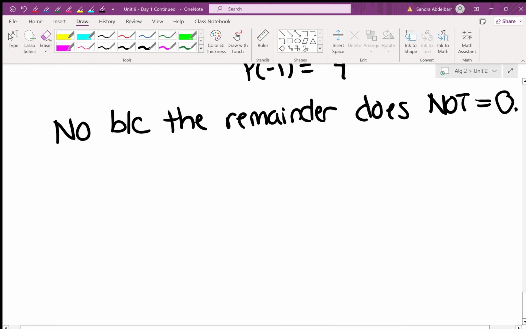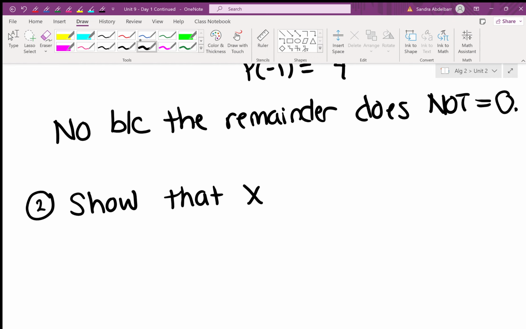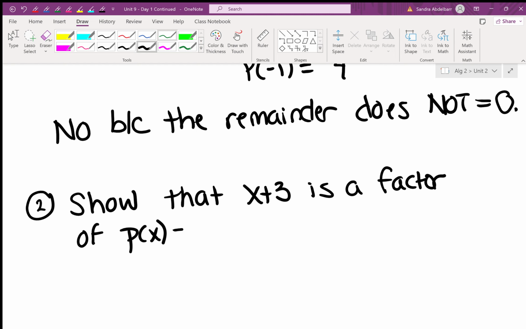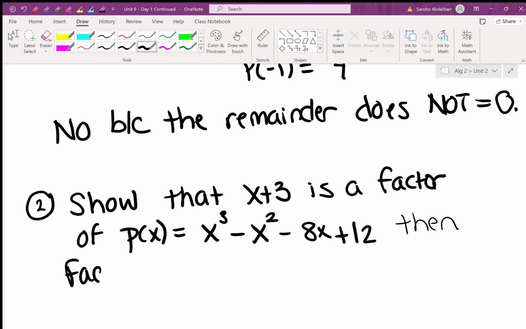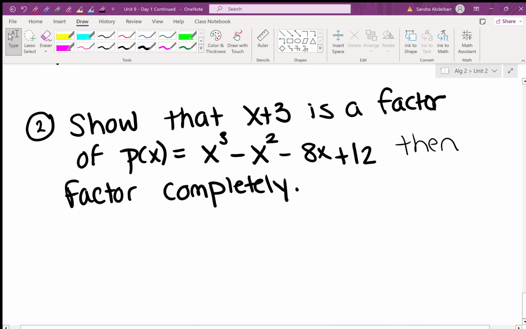So now I'm going to take this whole concept a little further. I want us to show that x plus 3 is a factor of p of x equals x to the third minus x squared minus 8x plus 12. But then I'm saying, then factor completely. So, in this scenario, I want to show it's a factor.